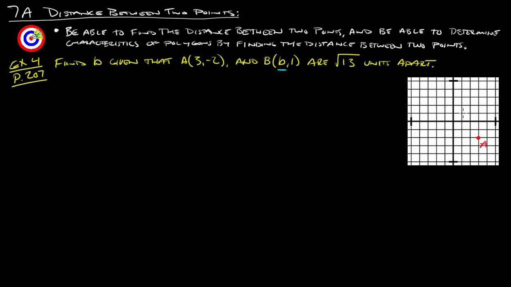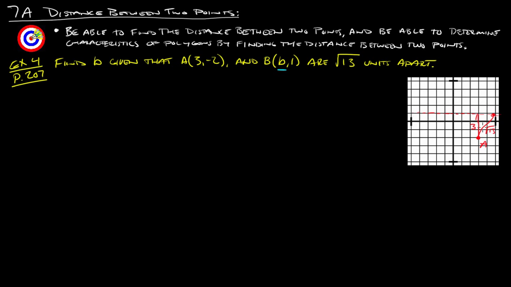And then B, we don't know how far over it is, but we do know it's somewhere up here on this line of 1. We don't know where, but let's just fake it and say B is here. We do know that this is the square root of 13 units apart to the B. So we've got to figure that out. Again, this is going to be a little tricky, doing a squared plus b squared equals c squared.